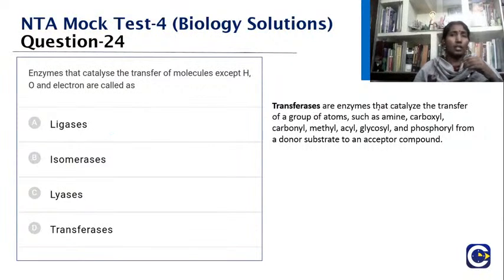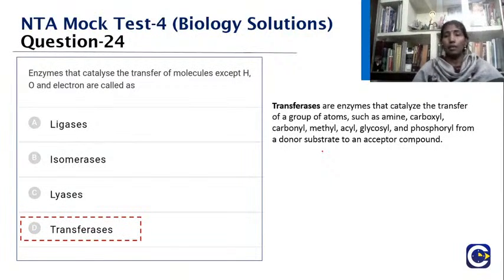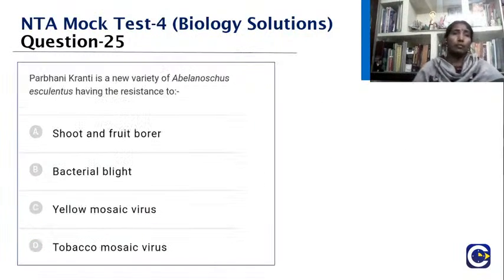So transferases are enzymes that catalyze the transfer of groups of atoms such as amine, carboxyl, carbonyl, methyl, acyl, glycosyl, phosphoryl from a donor to an acceptor compound. So there is a transfer of a functional group from one substance, for example phosphorylase, kinase, etc. So the answer is transferase. Yes, very good students.